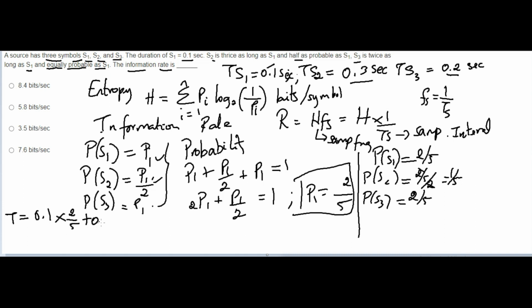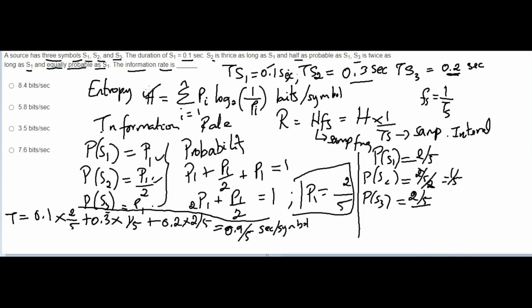So 0.3 into, what is the probability of S2? It is 1 by 5. And plus, the next is 0.2. What is the probability of S3? It is 2 by 5. So 0.2 into 2 divided by 5. I'm just making a separation, it will be easier for you. If you do the calculation, you will get the answer as 0.9 divided by 5 seconds per symbol.